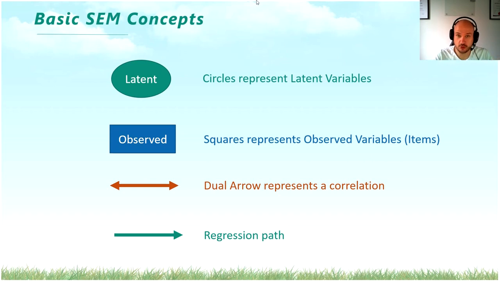Arrows with 2 sides, dual pointing arrows, represent correlations or covariances, and an arrow with only 1 point indicates a regressive pathway. This is very important for you to remember, because our models will always take this form.